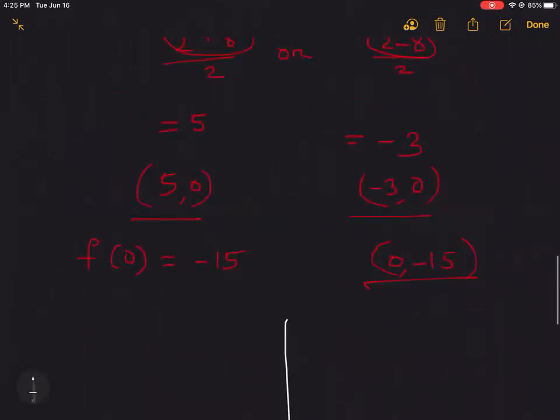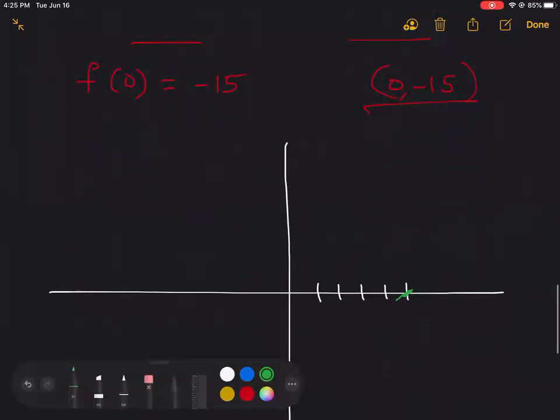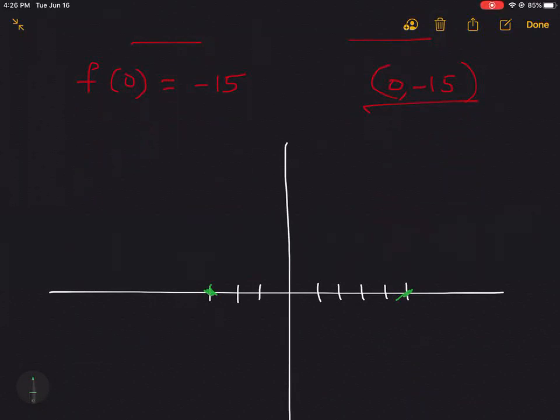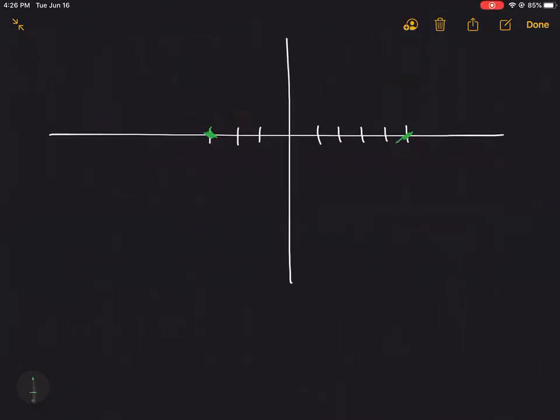So our x-intercepts are 5, 0. So let's say 1, 2, 3, 4, 5. That's our 5, 0. And the other one is negative 3, 0. So negative 1, 2, 3. So this will be our negative 3, 0, the other x-intercept. Also, we know the y-intercept is at 0, negative 15. So let's say that's my 5, 10, 15. So that's my 0, negative 15.